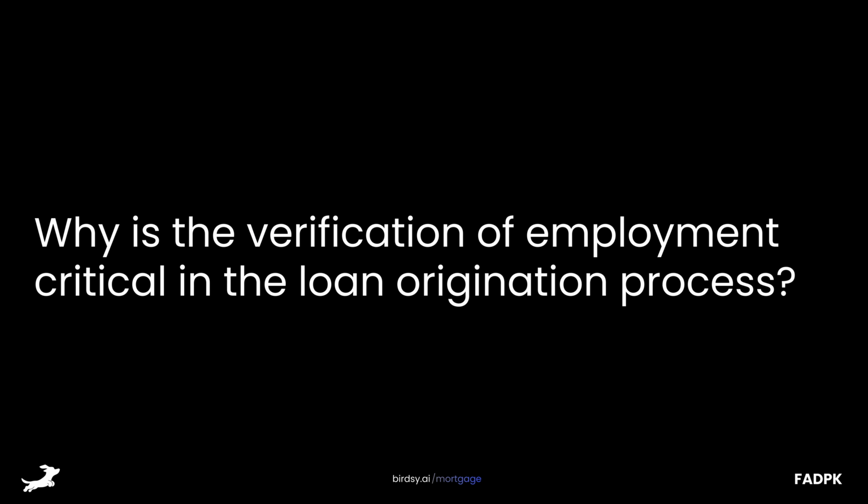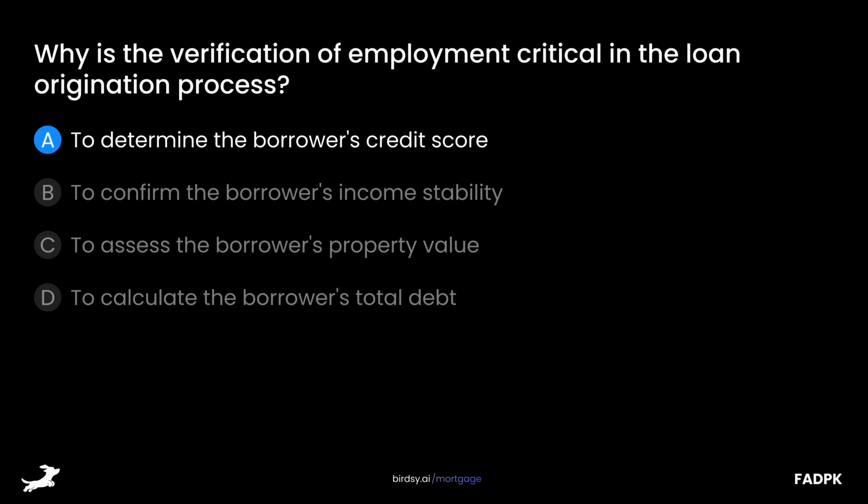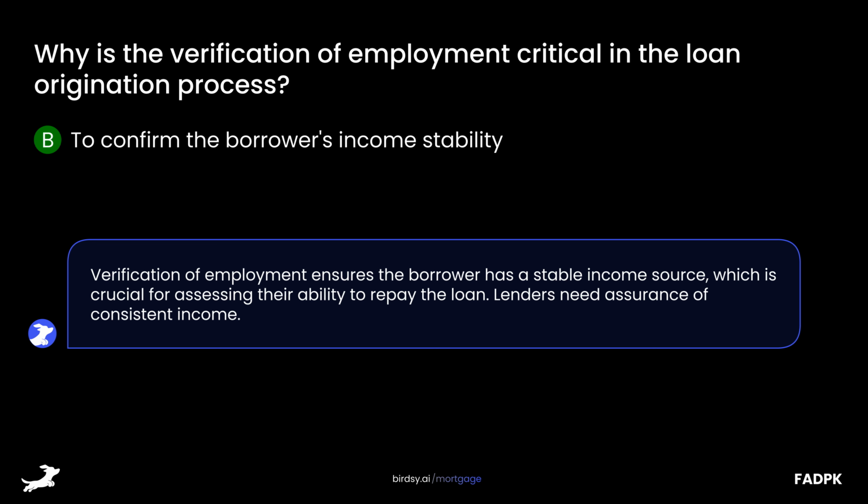Why is the verification of employment critical in the loan origination process? Is it A. To determine the borrower's credit score, B. To confirm the borrower's income stability, C. To assess the borrower's property value, or D. To calculate the borrower's total debt? The answer is B. To confirm the borrower's income stability. Verification of employment ensures the borrower has a stable income source, which is crucial for assessing their ability to repay the loan. Lenders need assurance of consistent income.